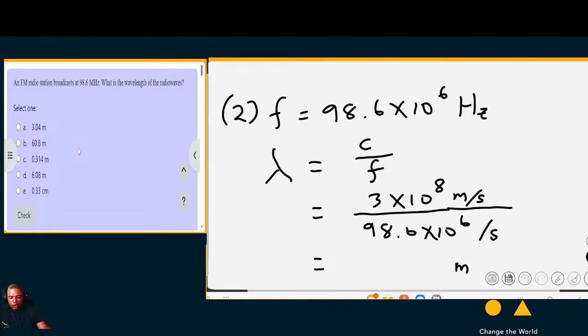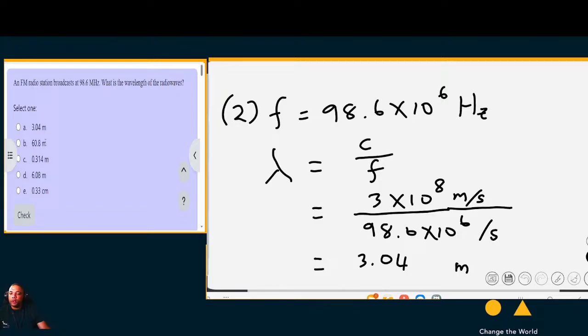If you divide these two, it's 98, right? Yes, that is 98.6. And if you divide this, you get 3.04 meters. Okay, this is just simple. I'm not going to plug this into a calculator and show you how it is done on the calculator itself, because it is just dividing these two quantities.